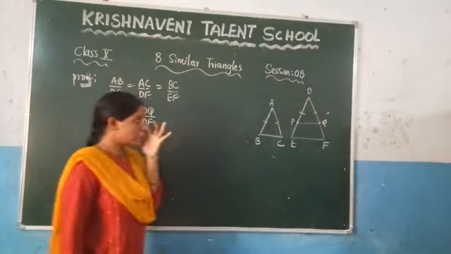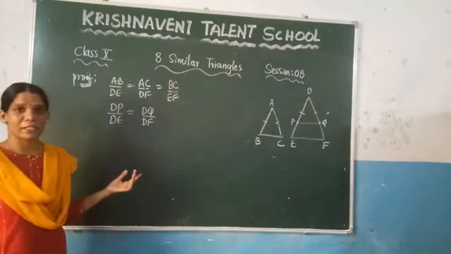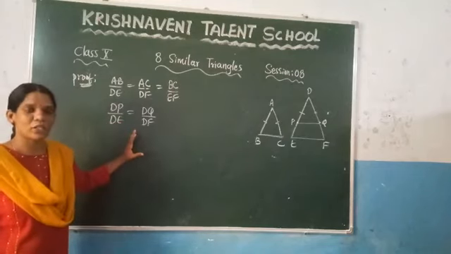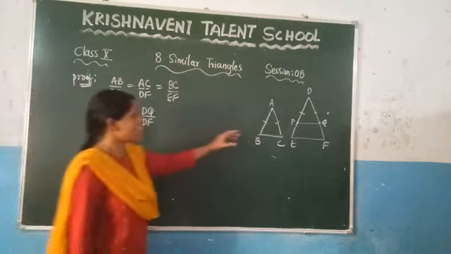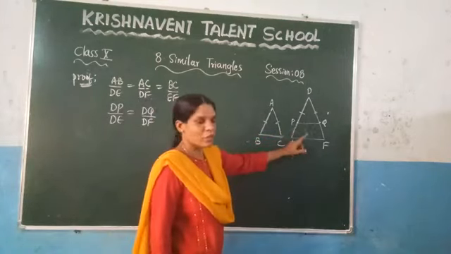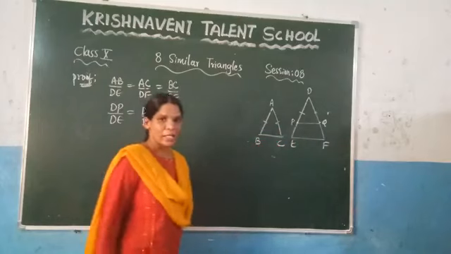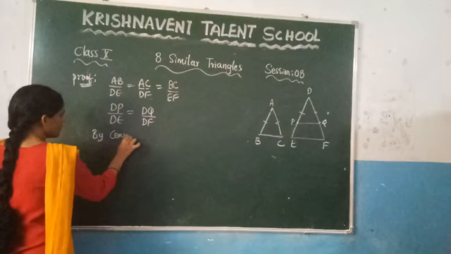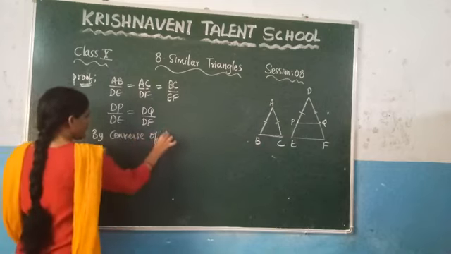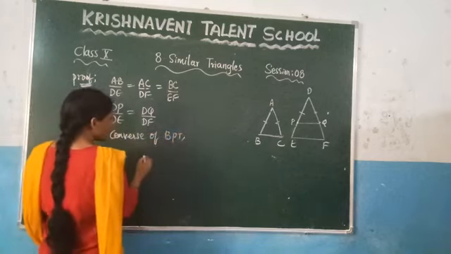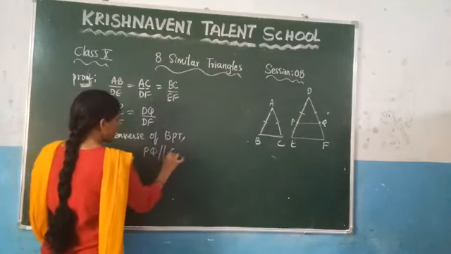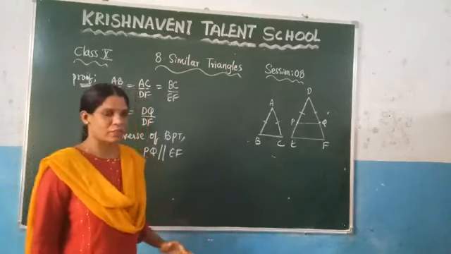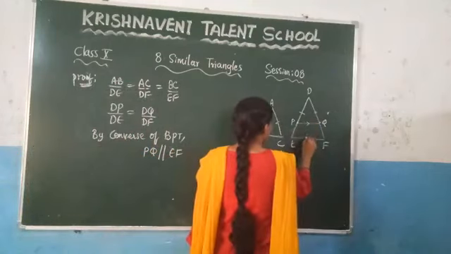So here again by the converse of the basic proportionality theorem, what we can say here, if the two sides are divided into the same ratio, then we can say that the other side is parallel to the third side. So from that we can say that PQ is parallel to EF. So write it here, by the converse of the BPT theorem, we can say that here PQ is parallel to EF, right? What we got here is PQ is parallel to EF. That means this line is parallel to this line.